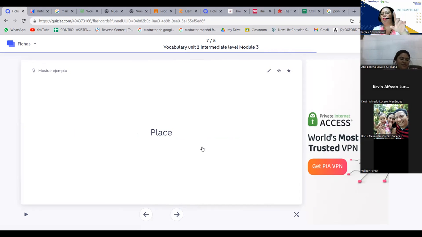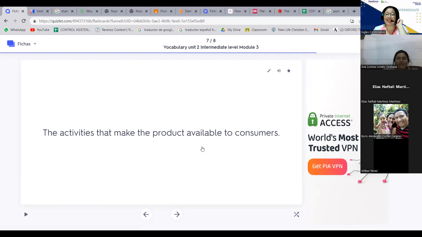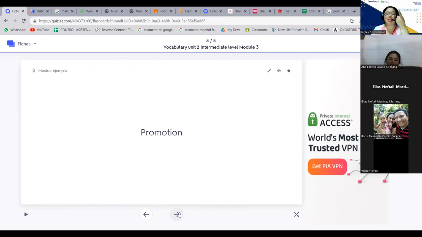Solo uno, por favor, no se me amontonen. The activities that make the product available to consumers. Very good. The activities that make the product available to consumers. Now, activities, because it includes the distribution, okay, or the delivery of the product.